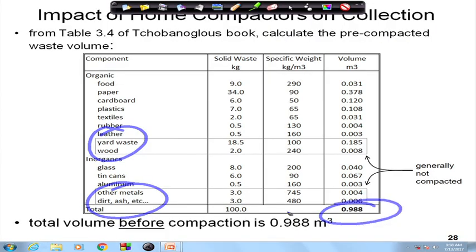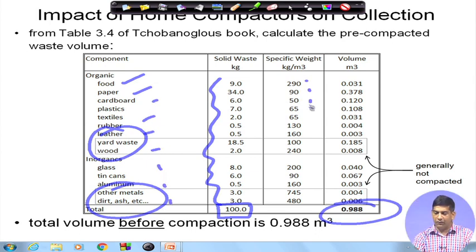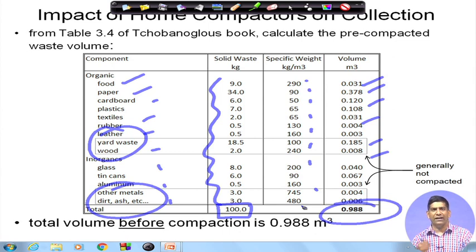Here, out of 100 kg, based on the composition of the waste, we have found out the weight of each of these components. For different components, we know the specific weight, so we have calculated their initial volume, these are their uncompacted volumes, and we added them up. So that's the total uncompacted volume. Yard waste, wood, other metals, dirt and ash are typically not compacted, so we will exclude these volumes when we do the compaction calculation.